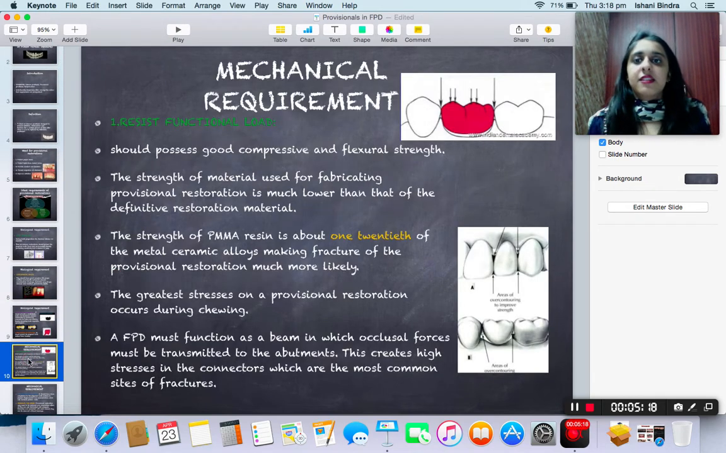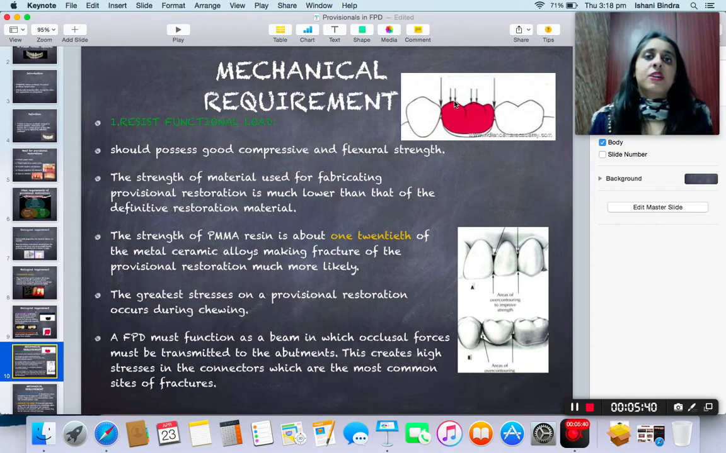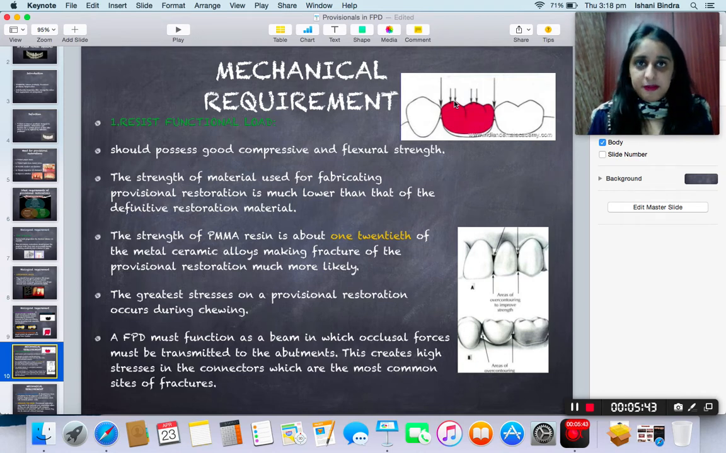Mechanical requirements. The first one is resisting functional load. The provisional restoration which we are giving should have good compressive and flexural strength. But why? Because the strength of the material which we are using in fabrication of the provisional restoration is much lower than that of the definitive restoration material. For example, one of the most commonly used materials for fabrication of provisional restoration is polymethyl methacrylate. The strength of this polymethyl methacrylate is 1/20th the strength of the metal ceramic alloys which might be used for fabrication of definitive prostheses.